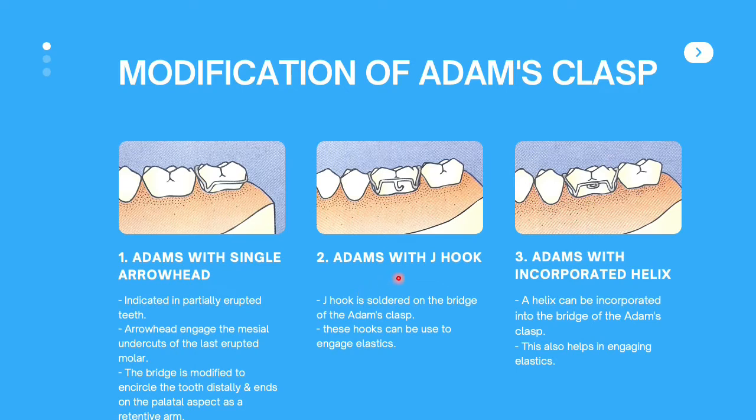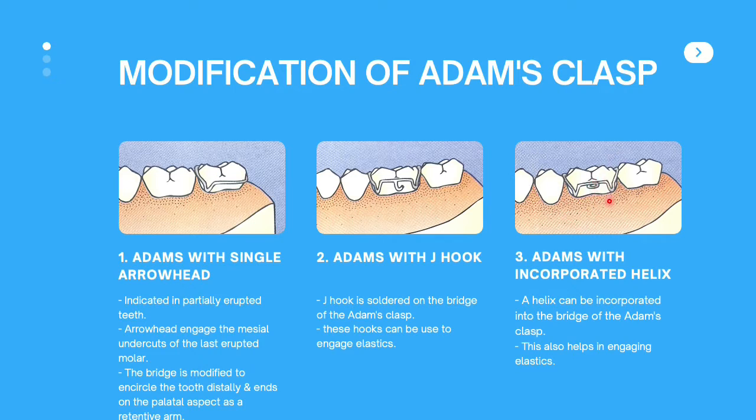And then the second modification is the Adams with J-hook. J-hook is soldered on the bridge of the Adams clasp, and then this hook can be used to engage elastic. And then the third modification is the Adams with incorporated helix. A helix can be incorporated into the bridge of the Adams clasp.